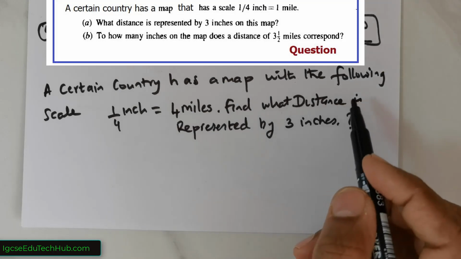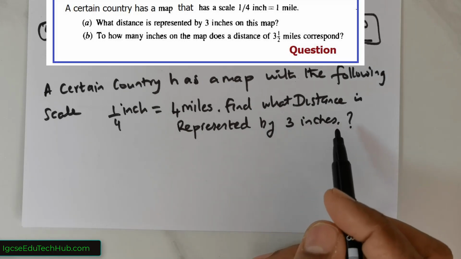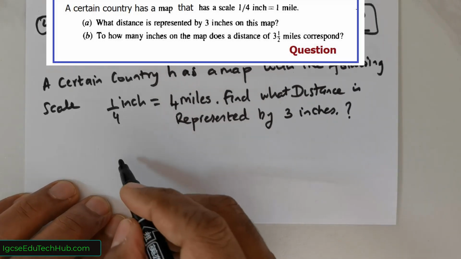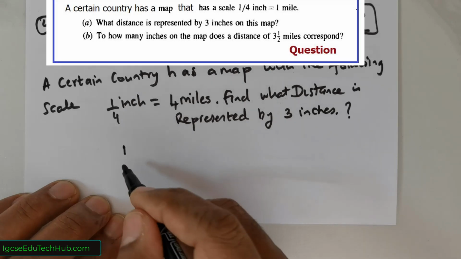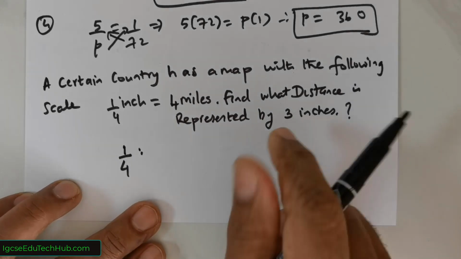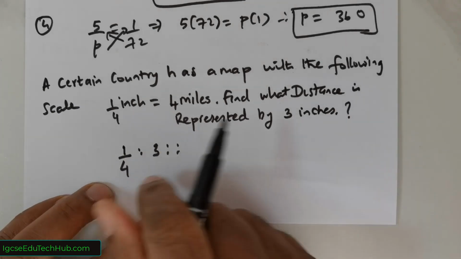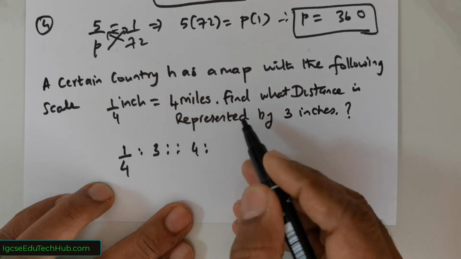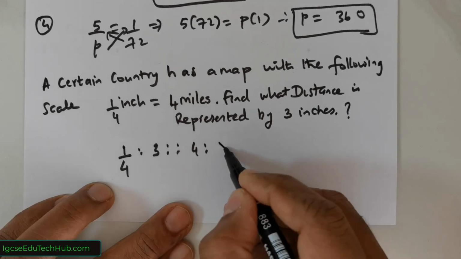A certain country has a map with the following scale: 1/4 inch is equal to 4 miles. Find what distance is represented by 3 inches. So we need to set up the equation or the ratio in this fashion. I'm going to start with 1/4 here, this is the smallest value, and 3 inches there, and that is connected to 1/4 inch is equal to 4 miles, and we are expected to find the representation for 3 inches. So let me take that as x.